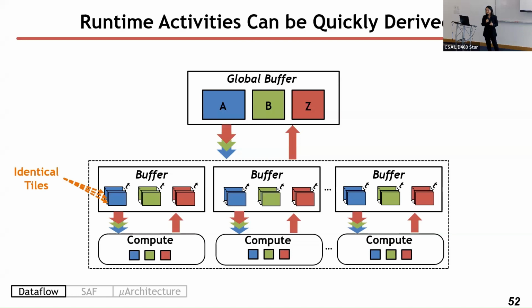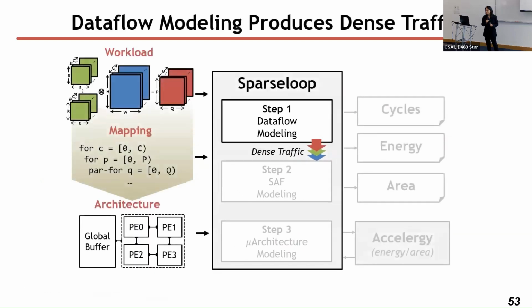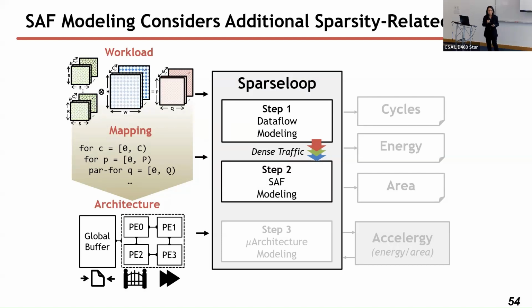And you probably have already noticed that all of these tiles at this step are identical inside the memory storage units. So data flow modeling can actually perform very quick analysis by performing steady state modeling of all of these identical tiles without going through every single one of them. And as a result, we're able to quickly produce what we call the dense traffic, which includes both the memory movement and computation.